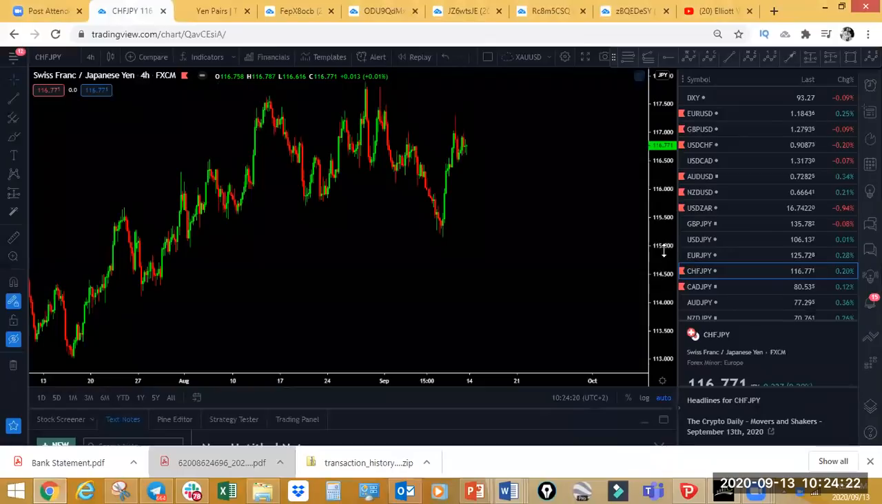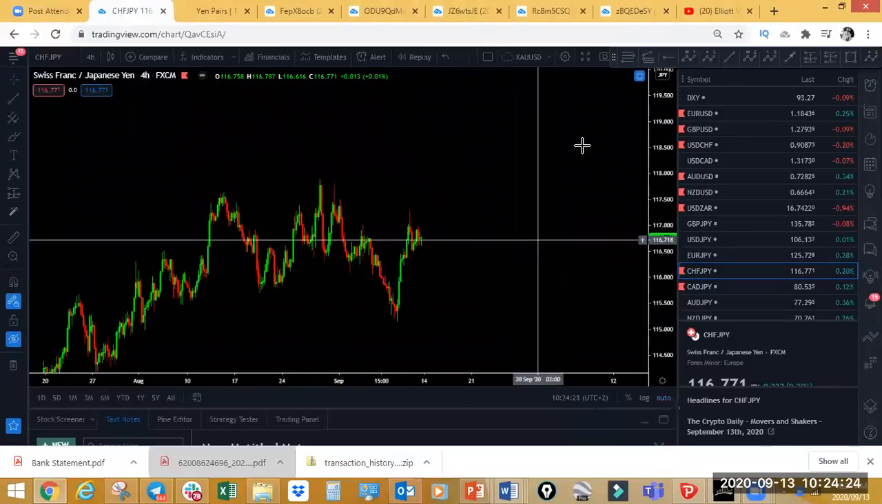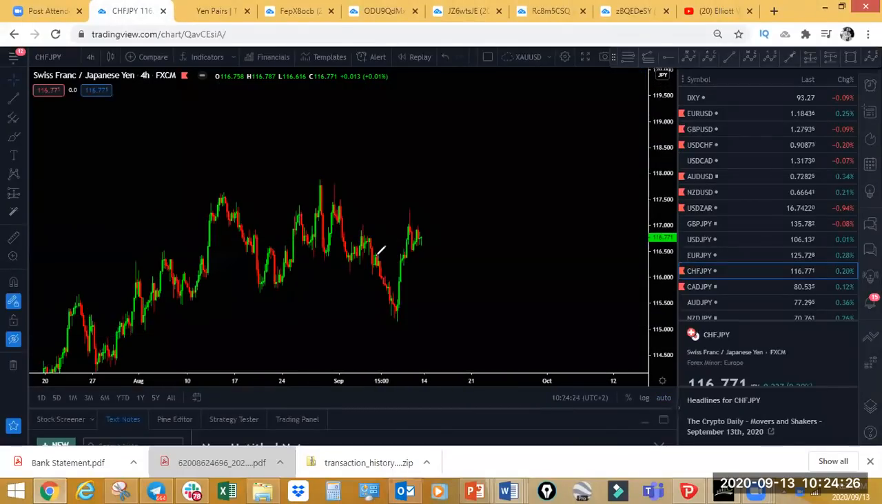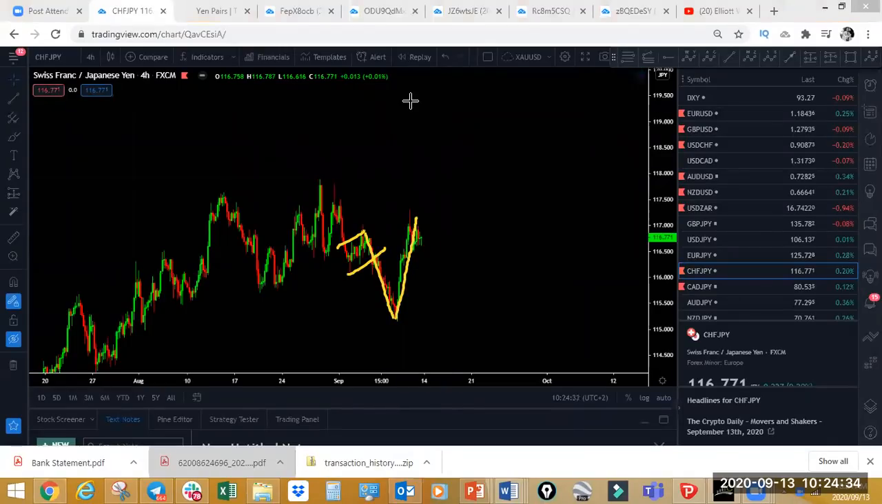So this is CHF yen. That is what CHF yen has done as well from here. This was the forecast that we're going to have an expanding flat. Inch perfect, comes down here at this level. Now we make a continuation pattern to the upside.